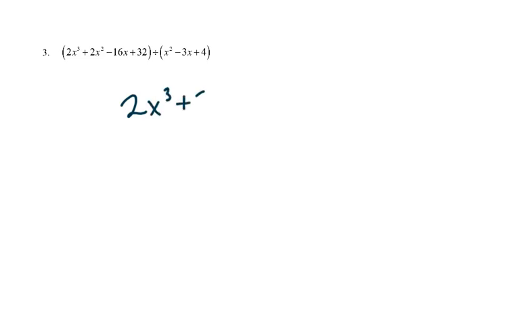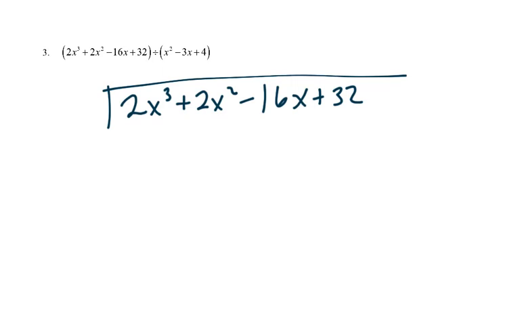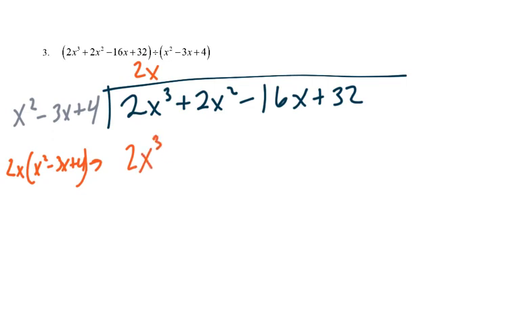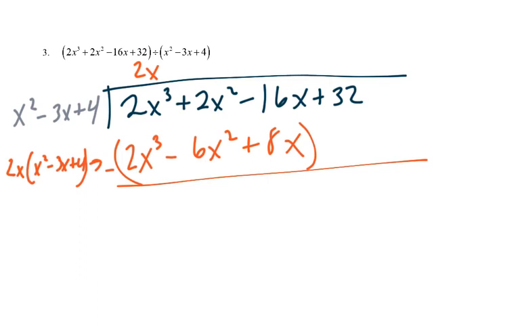2x to the 3rd plus 2x squared minus 16x plus 32. That's all being divided by x squared minus 3x plus 4. What do I multiply x squared by to get it to match 2x to the 3rd? Well, that's going to be a 2x. 2x times x squared minus 3x plus 4 gives us 2x to the 3rd minus 6x squared plus 8x. We're going to subtract this entire thing from each of those terms.